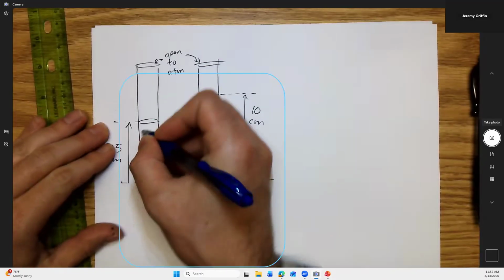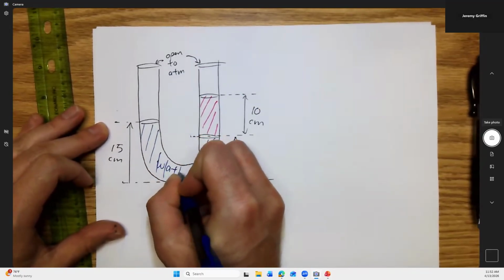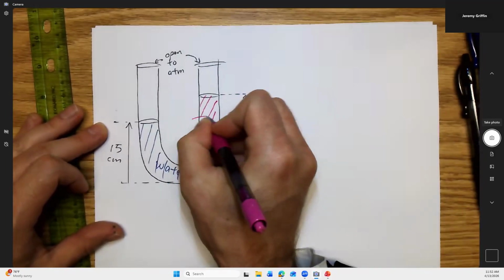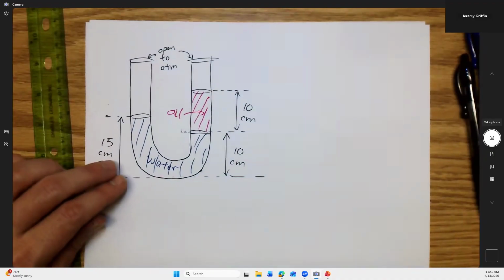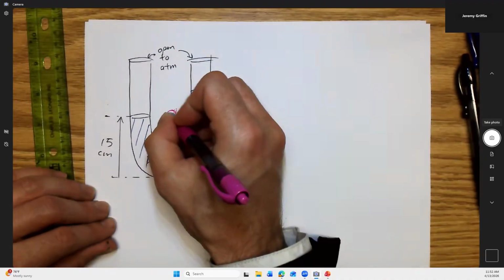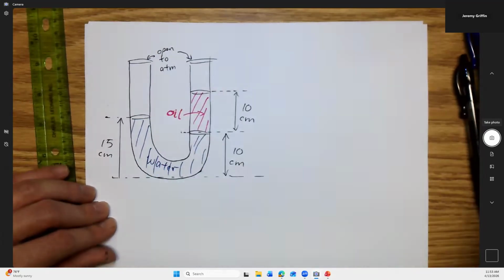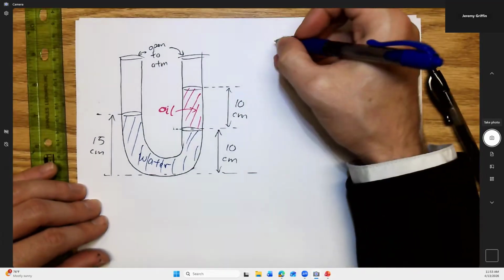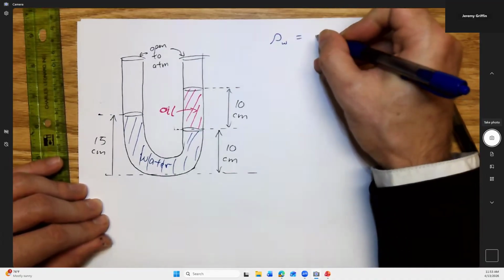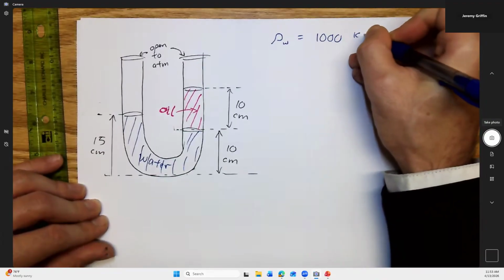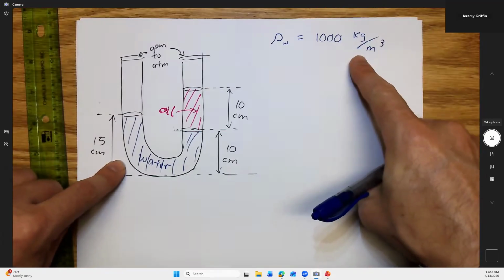Let's call this water. So here's your water. Maybe I'll just call this oil. So we have some pink oil. We have blue water and pink oil. Now, I think you guys told me earlier today. You guys know the density of water is, of course, what? 1,000 kilogram per cubic meter. So you guys know that.